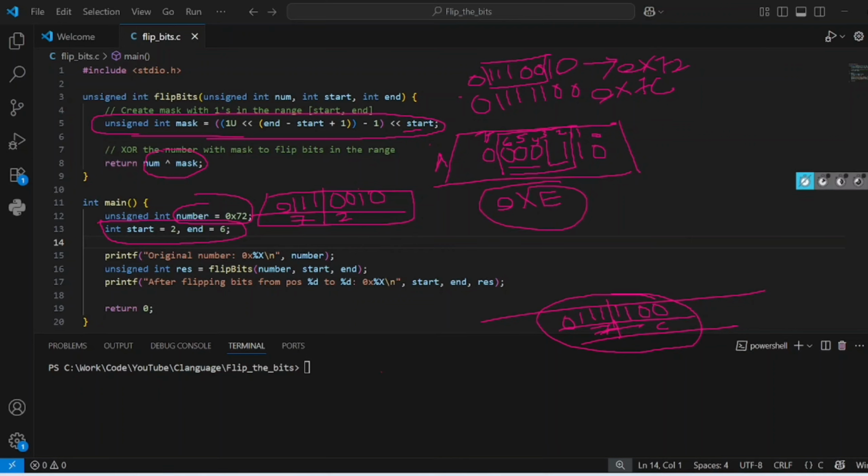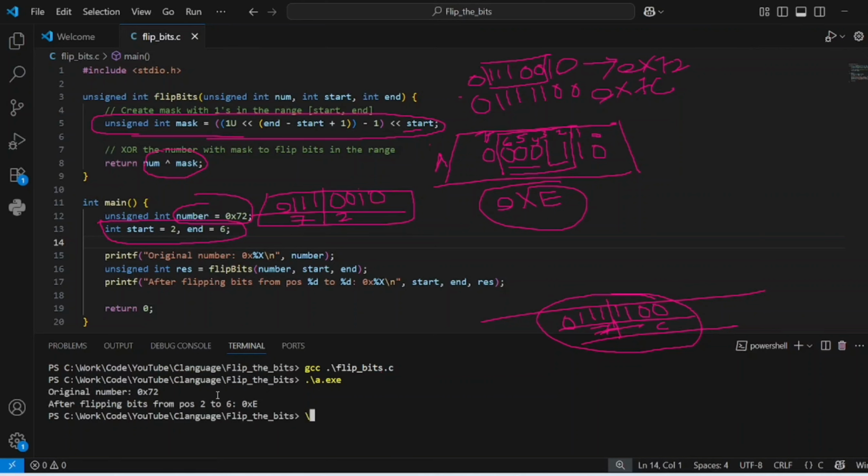Now let's execute this and see the output. If we run the executable, we can see that the original value is 72 and the output value is 0xe. Even if you remember this whole logic, your interviewer may ask you to explain it, so you need to be able to explain what is actually happening here.